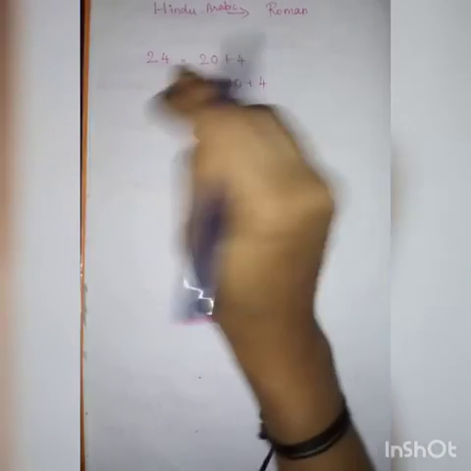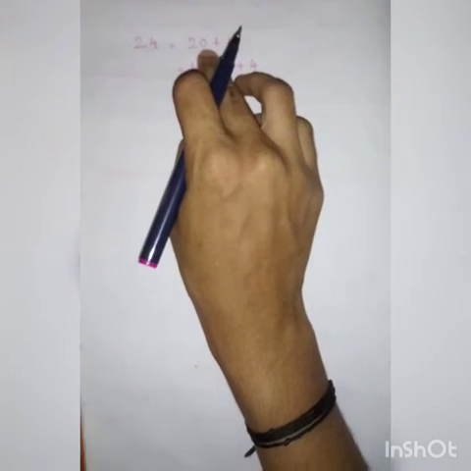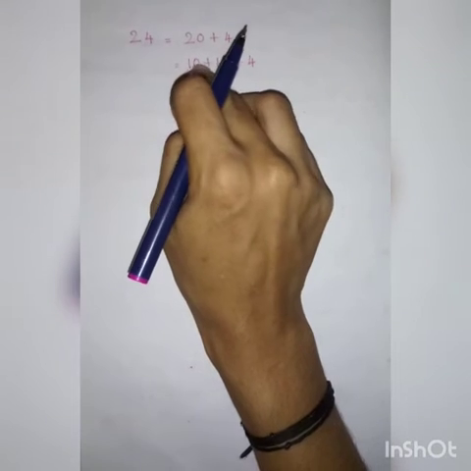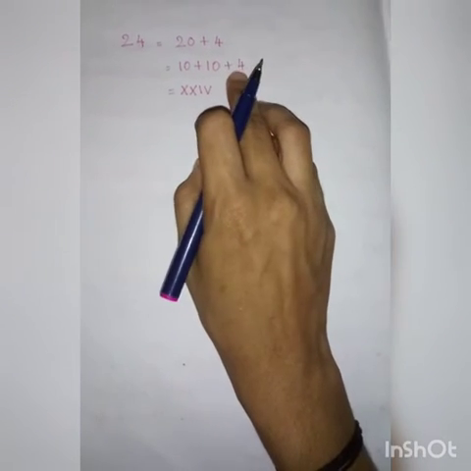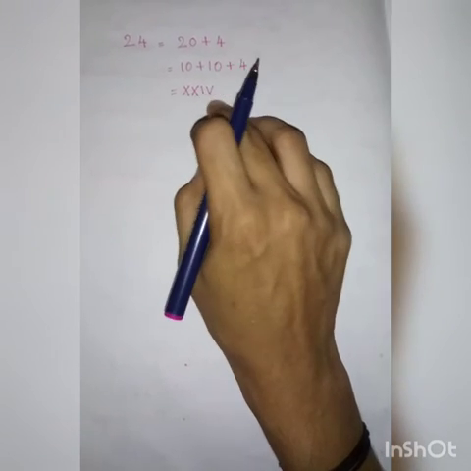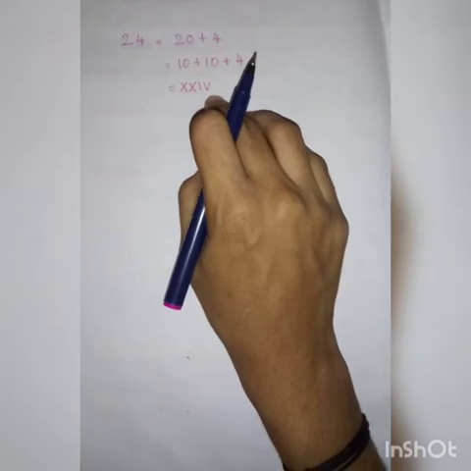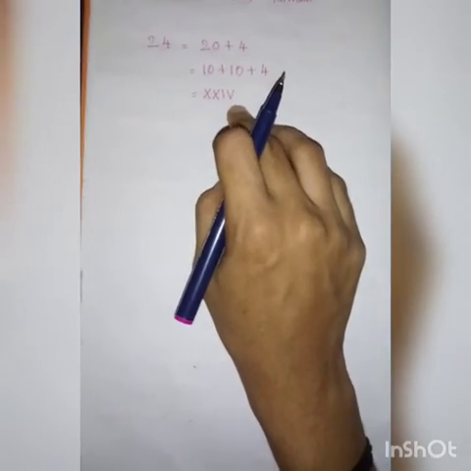Did you understand? First, you have to split the number. Then you split it according to the Roman numerals, like 10 plus 10 plus 4. 10 is X, another 10 is X, 4 is IV. So XXIV is your Roman numeral for the Hindu-Arabic numeral 24.